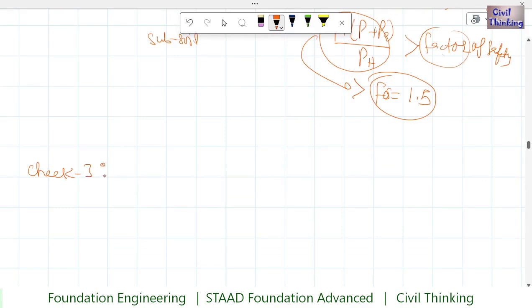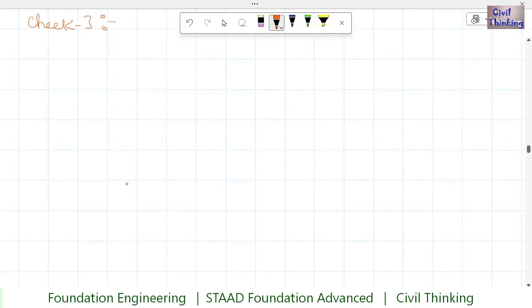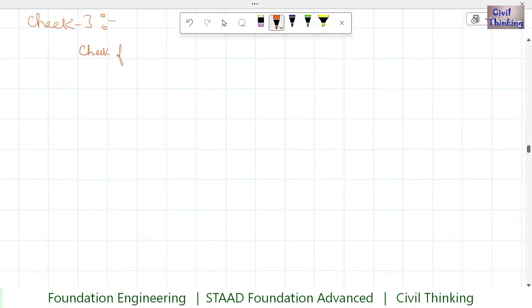Check number 3 in the service design of isolated footing is the check for overturning. Now keep in mind that overturning only occurs when there is an overturning moment present. In some scenarios there could be a possibility that an overturning moment is present, and only then is this check important. If there is no overturning moment possible, we don't need this check. So let us assume we have this isolated footing.